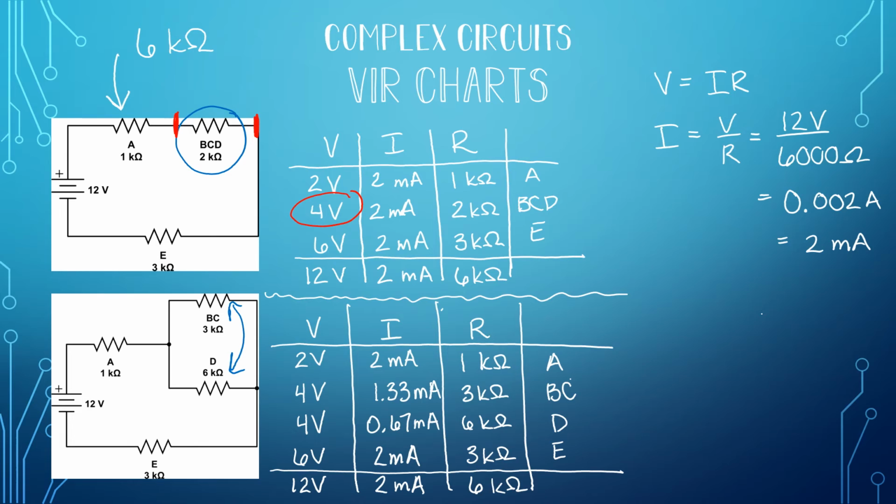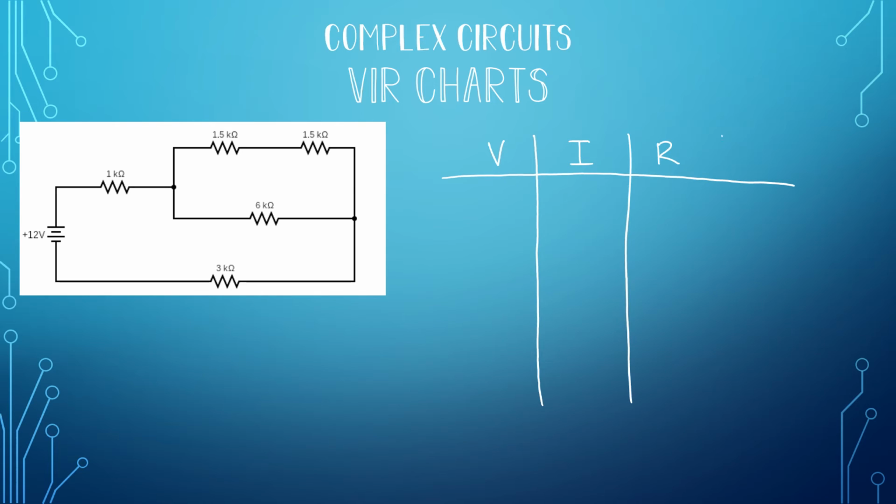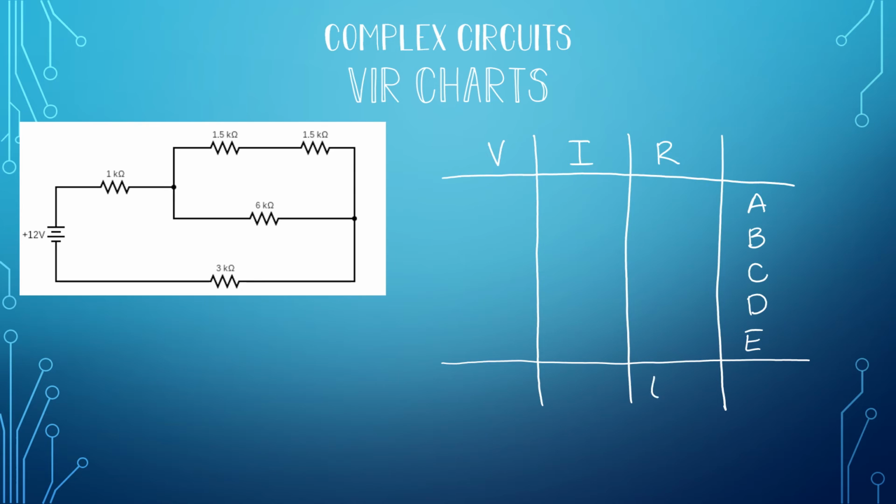Now that I have all the quantities filled out in this VIR chart, I'm going to go back to my original diagram and do my final VIR chart for this one. Much like last time, some of those quantities are the same, and so we'll just be able to write them out. Every resistor is by itself now. It was still the same circuit electrically, so it still has the same voltage, the same total current, and the same total resistance.